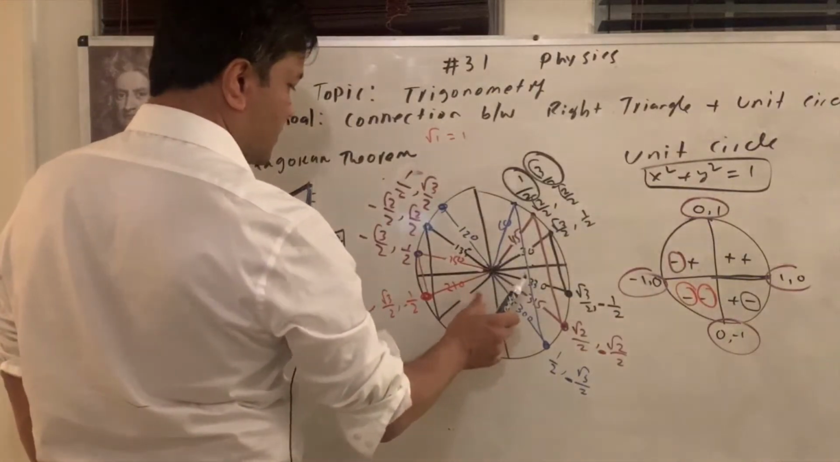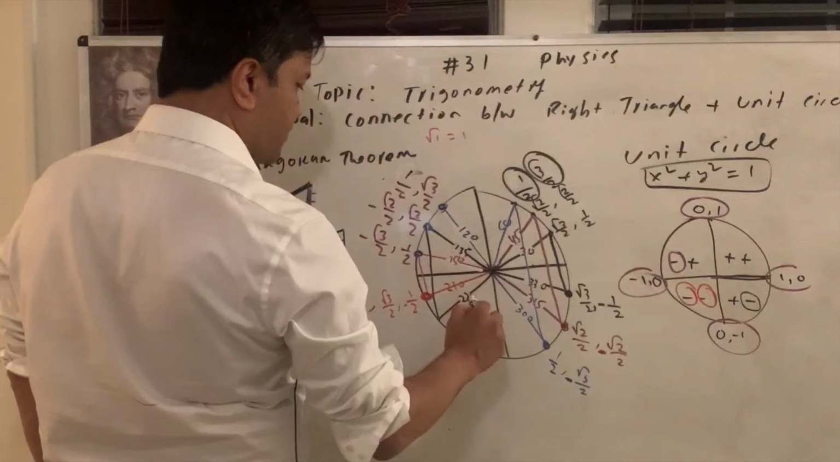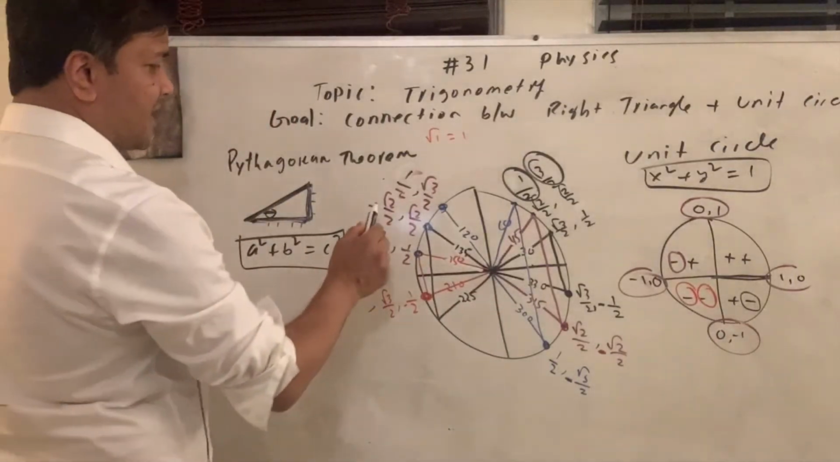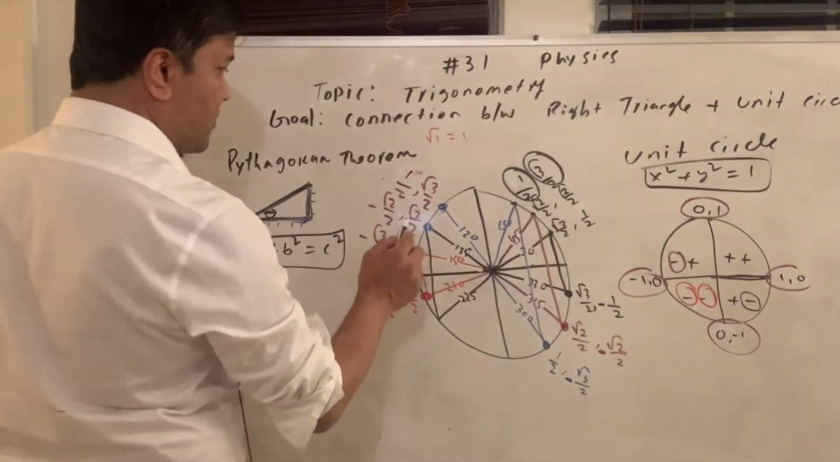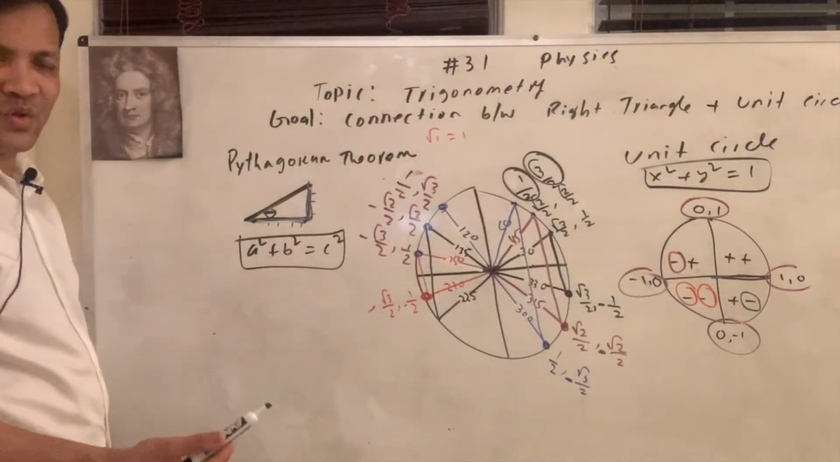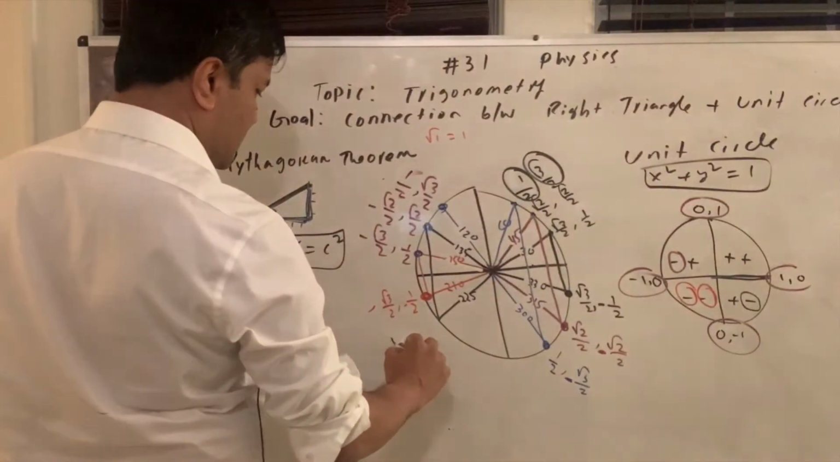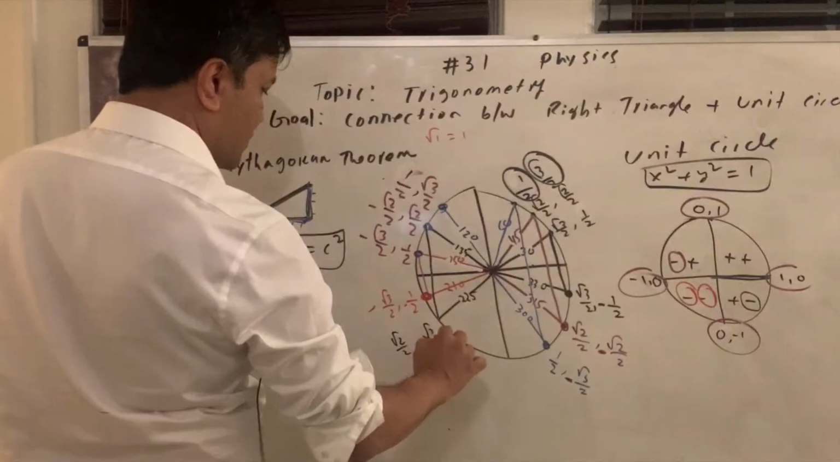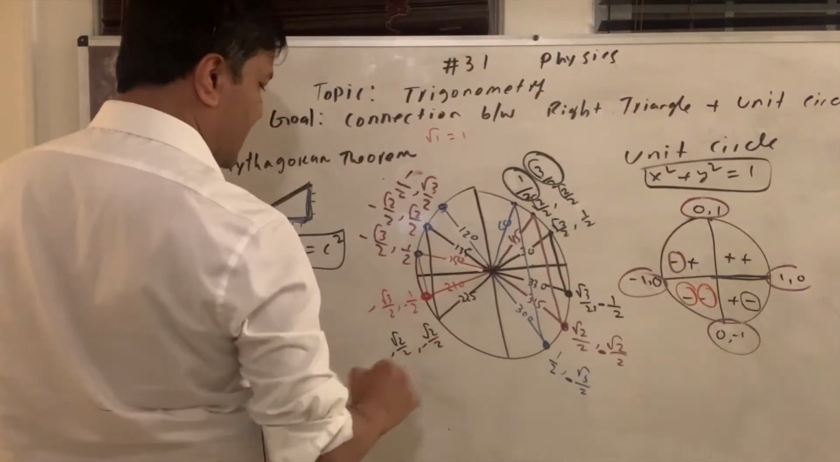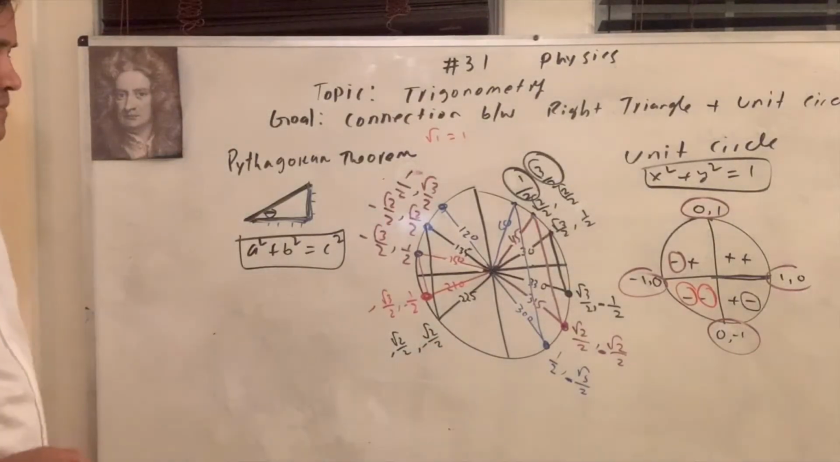225 degrees. So what is 225 degrees? 225 degrees is both components the same. The magnitude of both legs are the same: square root of 2 over 2 and square root of 2 over 2. Don't forget to put the negative. That makes it third quadrant.